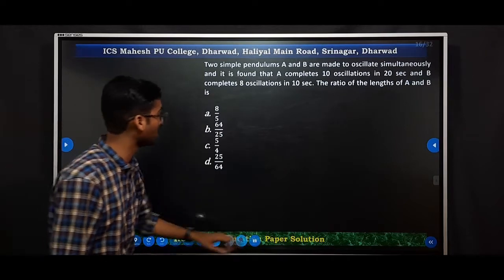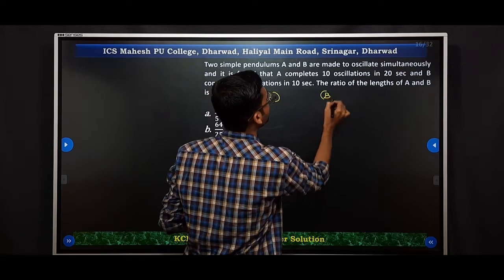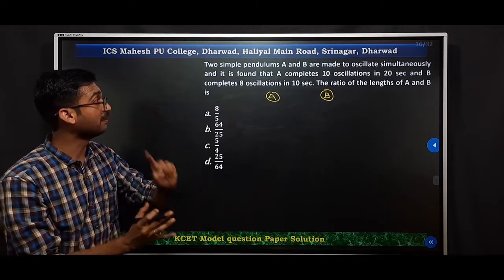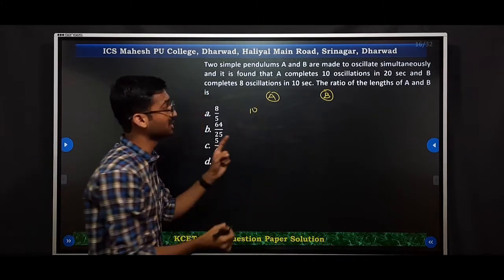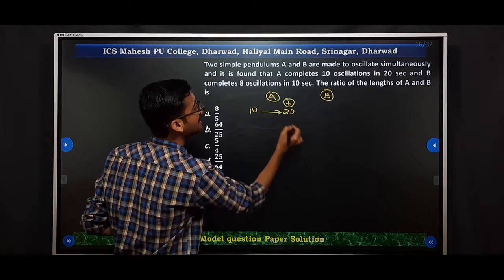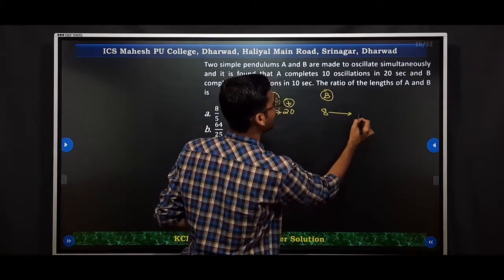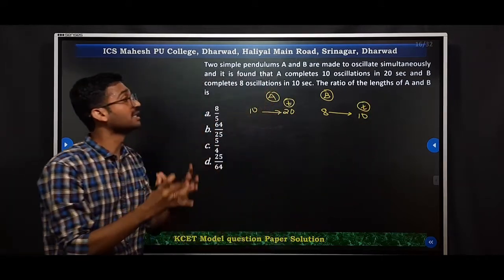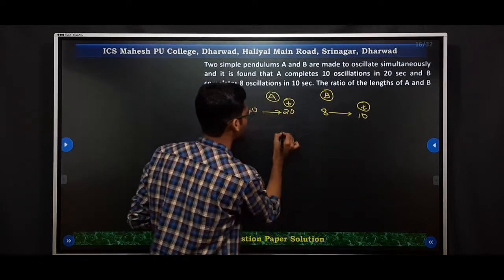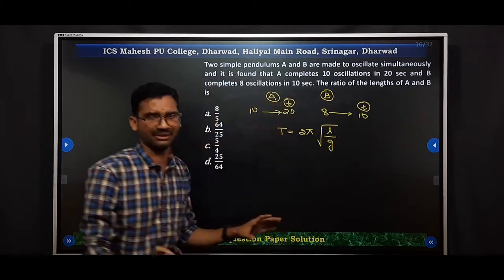Moving on to the next question now: two simple pendulums A and B are made to oscillate simultaneously, and it is found that A completes 10 oscillations in 20 seconds, and B completes 8 oscillations in 10 seconds. If it is so, find the ratio of lengths of A and B. For this question, we go for the standard equation, T is equal to 2 pi under root of L divided by g.